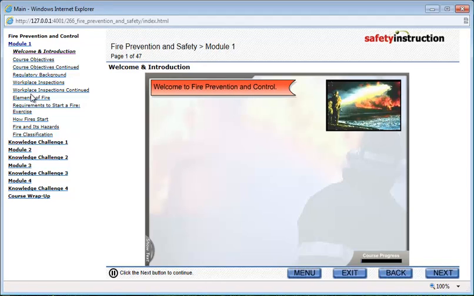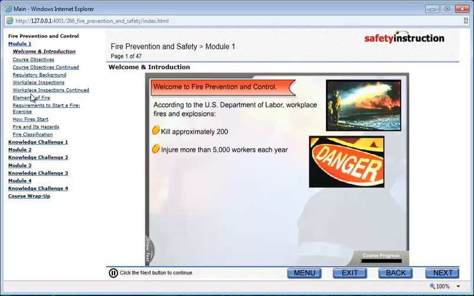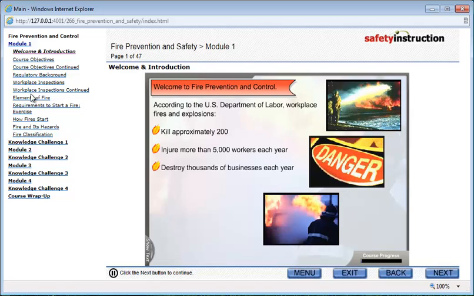Welcome to Fire Prevention and Control. According to the U.S. Department of Labor, workplace fires and explosions kill approximately 200 and injure more than 5,000 workers each year. In addition to deaths and injuries, uncontrolled fires destroy thousands of businesses each year, putting people out of work and creating tremendous financial hardship on both employees and employers.